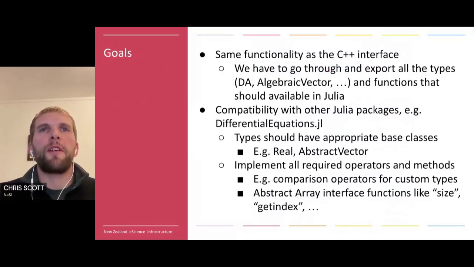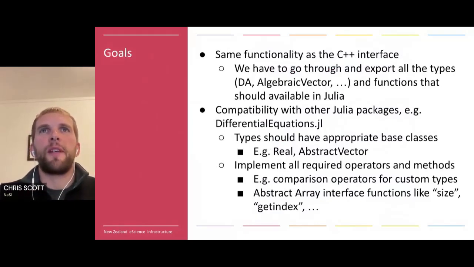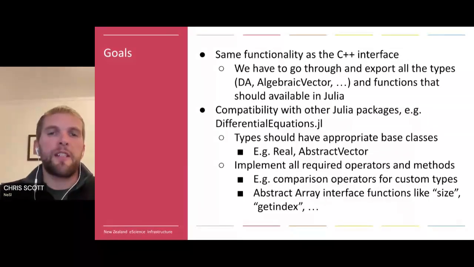So the goals we had with this project were we want to have the same functionality as the C++ interface. To do this, we go through and export all the types that we want, such as the DA, which is the basic type for a polynomial, and the algebraic vector, which is just like a vector, but it has extra differential algebra functionality on top of it, and make these available in Julia.